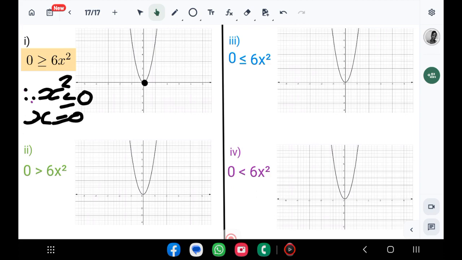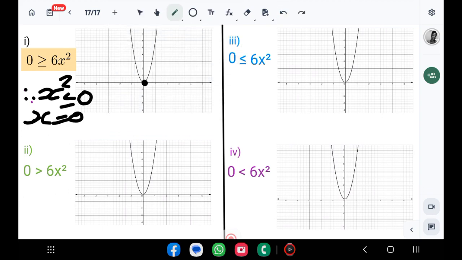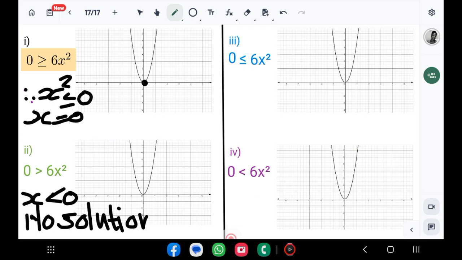And then as a solution, where is x negative? x is less than 0. Okay, when there is no solution. So this is a situation where we say the answer is there is no solution. All right, the next one.